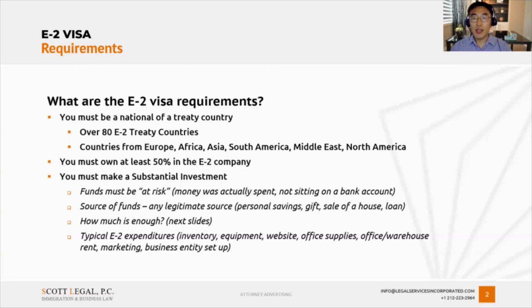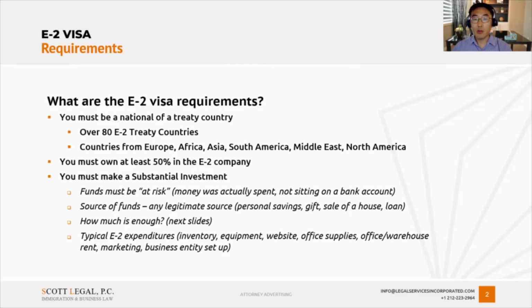So the E2 visa is basically based on a treaty agreement between the United States and a foreign country. Currently, the United States has signed that agreement with more than 80 countries. The list of E2 countries occasionally changes, but not that often. Every few years, a few countries would be added or fall off the list. So you should check the official E2 visa countries list before you submit your E2 visa application.